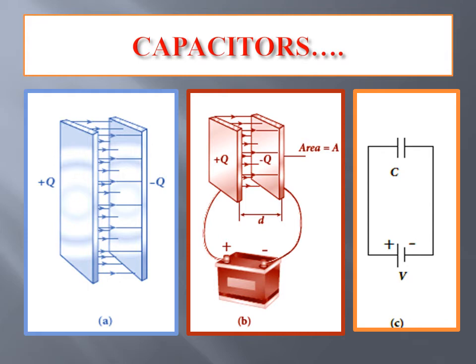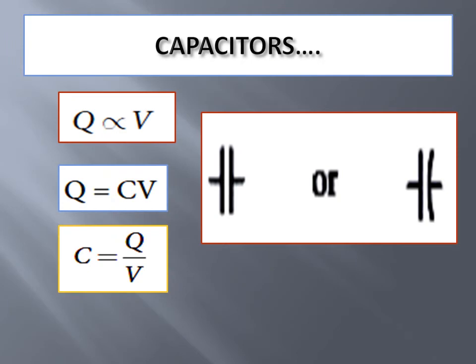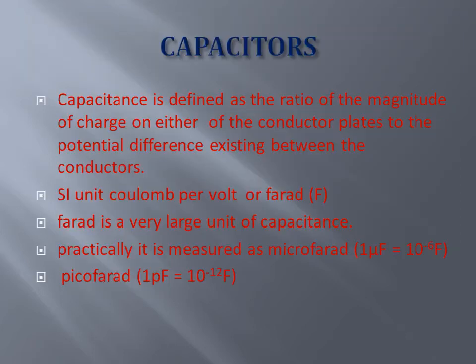Now if the battery voltage is increased, the amount of charge stored in the plates also increases. Or in general, we say the charge stored in the capacitor is proportional to the potential difference. That is, Q is proportional to V. Now to remove the proportionality symbol, we have to introduce a constant. The constant is nothing but C, which is known as the capacitance. Or Q = CV, or C = Q/V. And this is how you represent your capacitance.